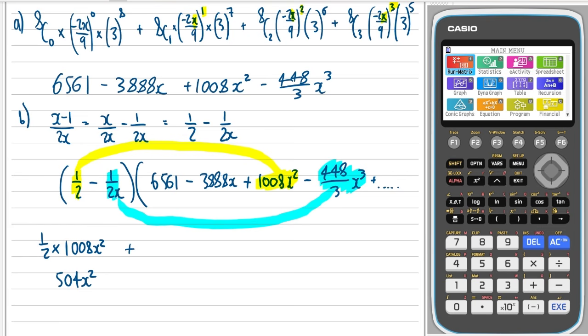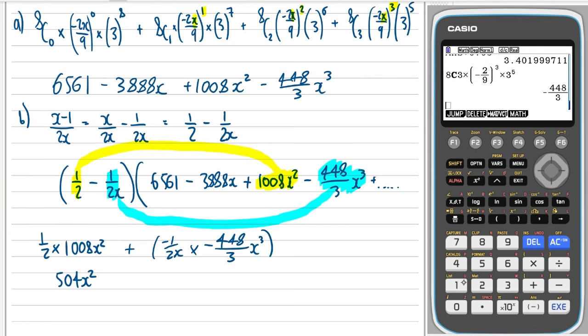So the other one will be minus 1 over 2x multiplied by minus 448 over 3x cubed, and that will be minus 1 over 2 multiplied by minus 448 over 3, and great, that gives us a positive 224 over 3 x squared, because again the x on the bottom will cancel with one of the x's here to give you an x squared.